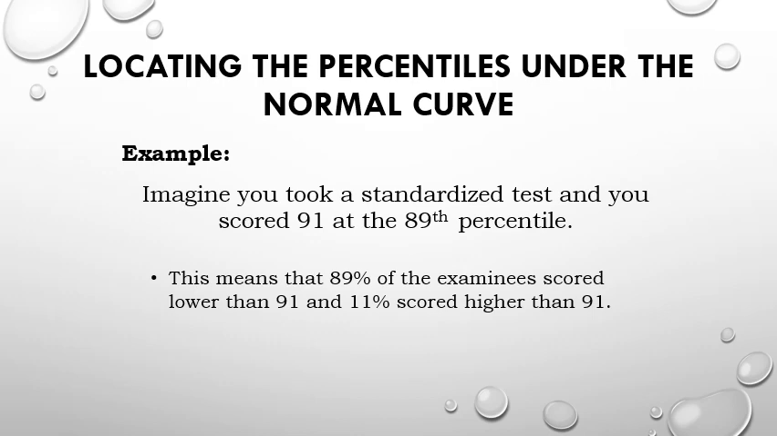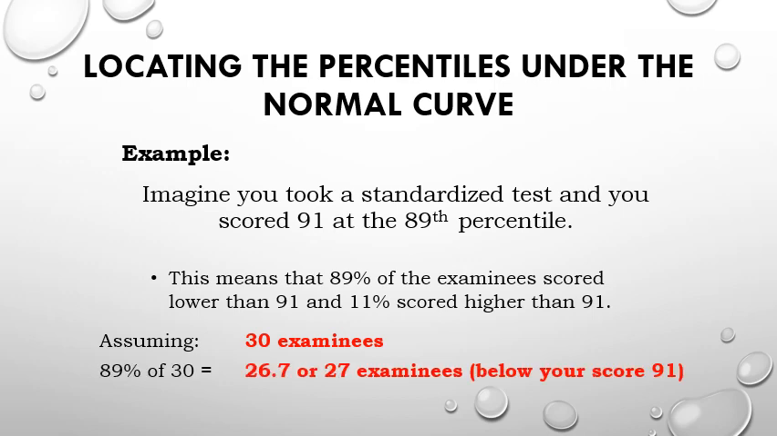So for example, atong i-assume, assuming naatay 30 examinees. So sa 30 ka examinees, atong ning i-multiply ang 89%. So 89% of 30 is 26.7. So may bungking nga tao, so ato himuong 27. So naay 27 ka examinees nga ang score below your score 91. No? So below 91, so mga 90 paubos mo na ilang score. 27 ka buok sila nga nag-score below 91.